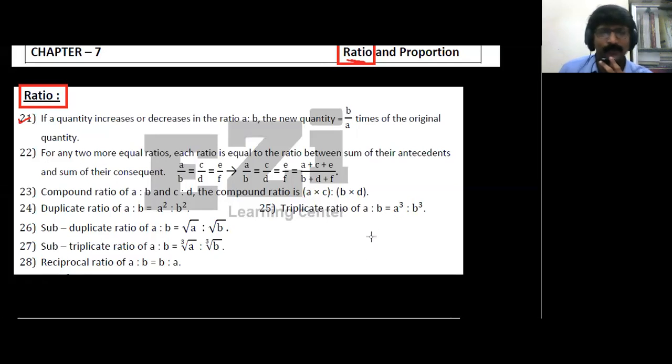I hope you guys learned the basics of ratio, and now this is a little bit of summary for you all to understand. Quickly we'll write it down. We'll start from here, guys.